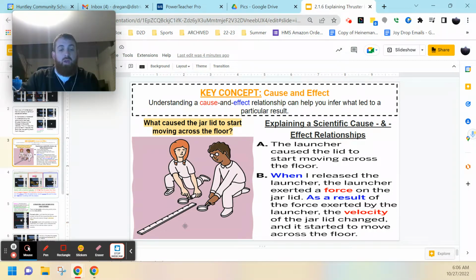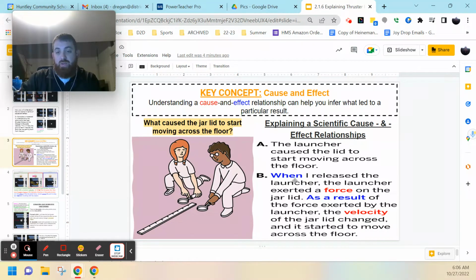When we did our lab with our meter stick and our two lids, we had to figure out what caused the jar lids to start moving across the floor. If we were going to write this in terms of cause and effect, we might start off with something simple like the launchers caused the lids to start moving across the floor. And though that is a basic explanation, that's not a scientific explanation of the cause and effect relationship. So let's take a look at how we would make that into more of a scientific cause and effect relationship.